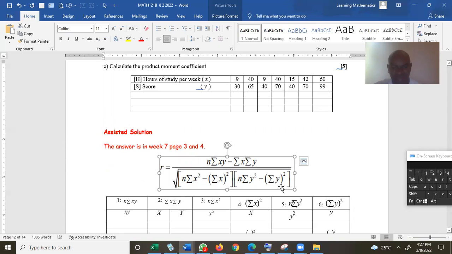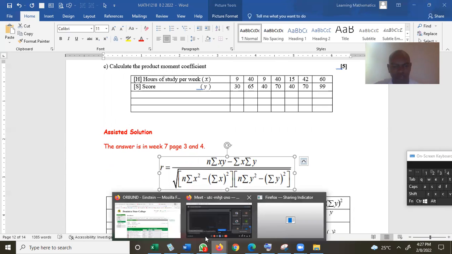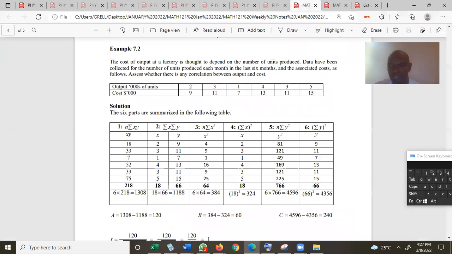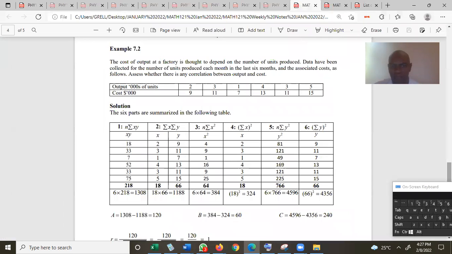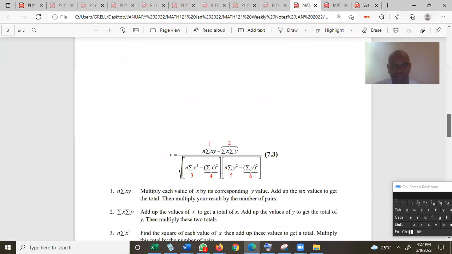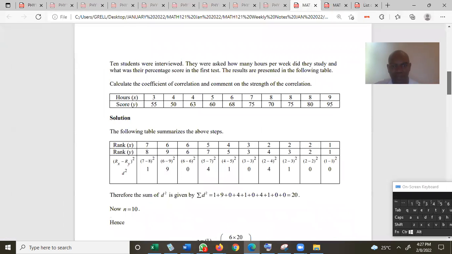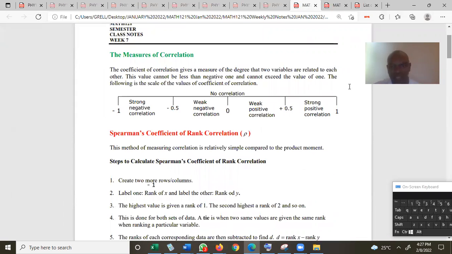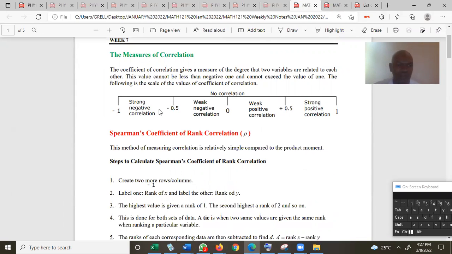We must get an answer between -1 and 1. Anytime you are measuring correlation, -1 and 1 are the extreme values. You cannot get a value more than 1. You cannot get a value less than -1. It has to be between -1 and 1 inclusive.